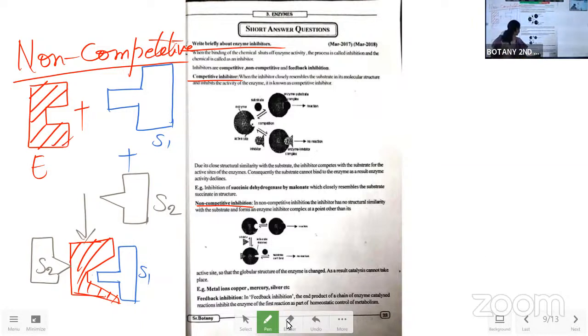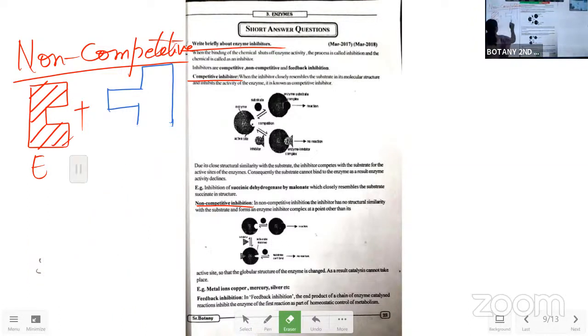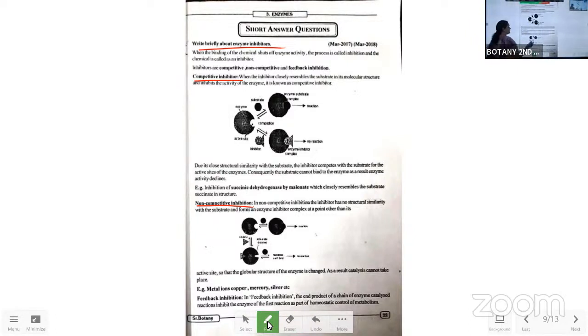Next comes, so in this, you also have to give examples for the competitive and non-competitive inhibitors. Competitive inhibitor example is succinic dehydrogenase. Succinic dehydrogenase is the enzyme which is inhibited by malonate, which closely resembles the substrate succinic acid.